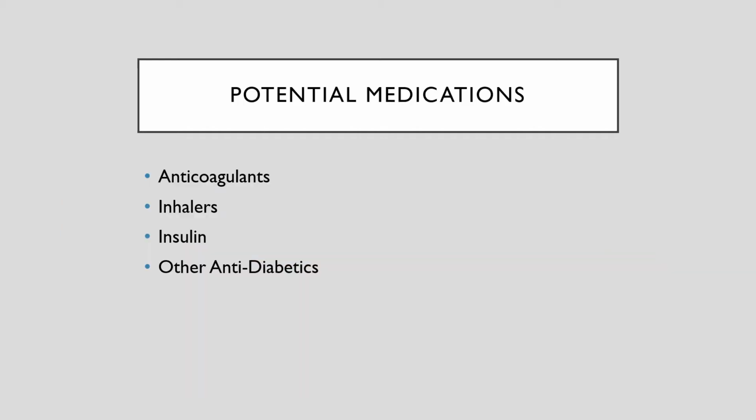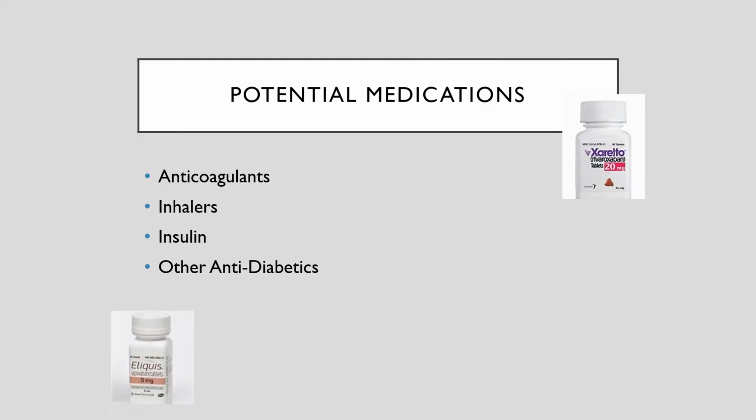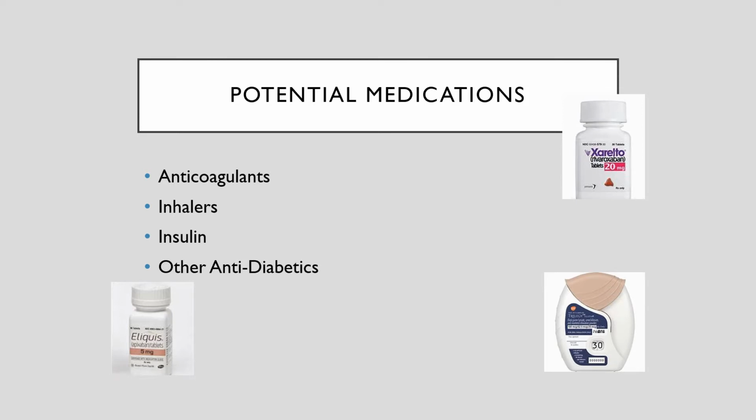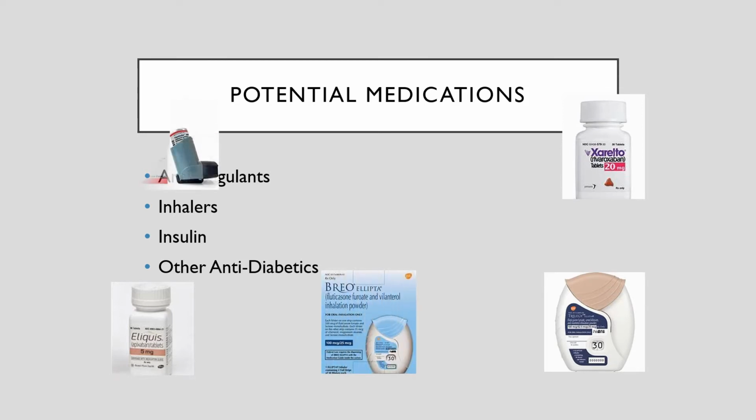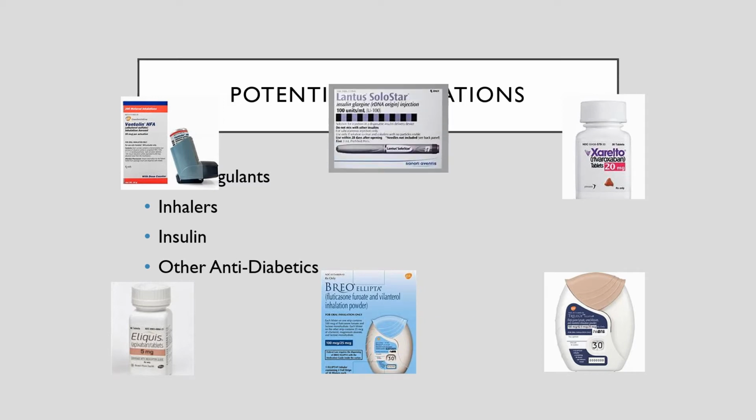For whatever chronic disease state that you are trying to treat, there is likely a PAP available to provide medications that could treat your specific patient. But listed here are some of the more common medication classes that we see at our clinic and certain brands that you may see. This includes anticoagulants, inhalers, insulin, and other anti-diabetic medications.